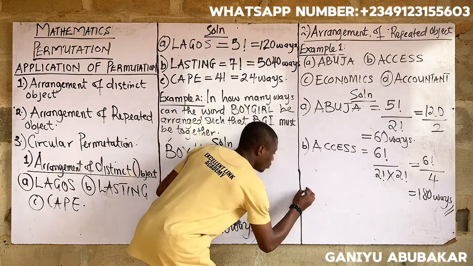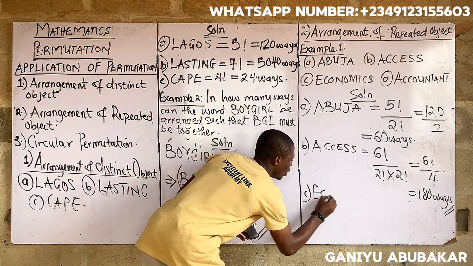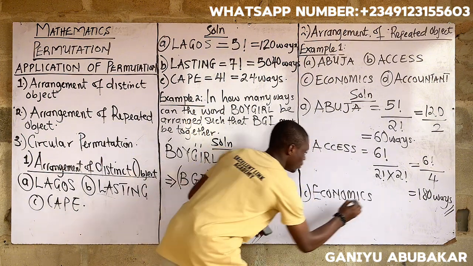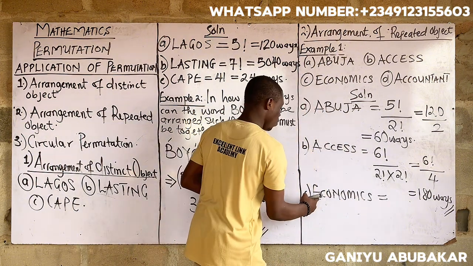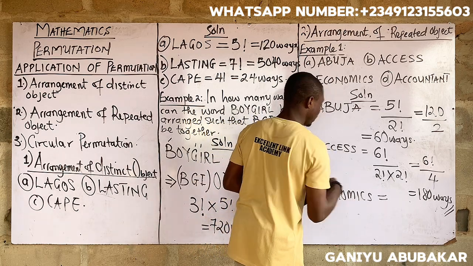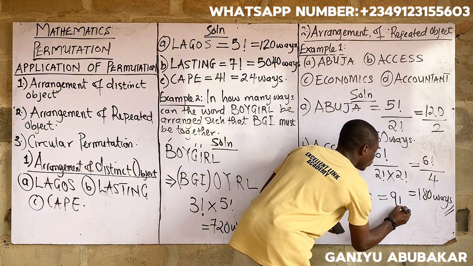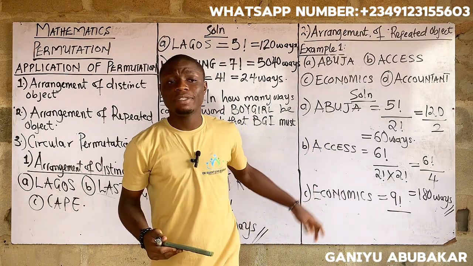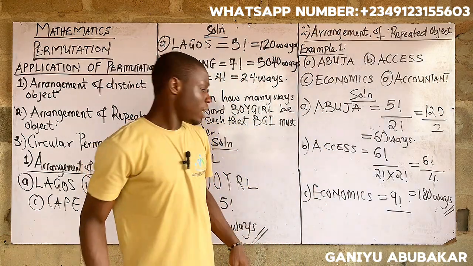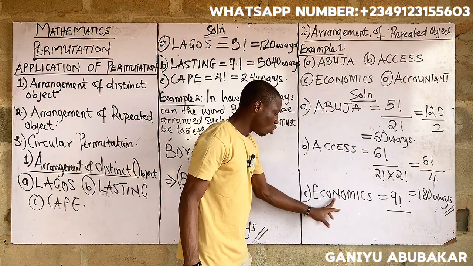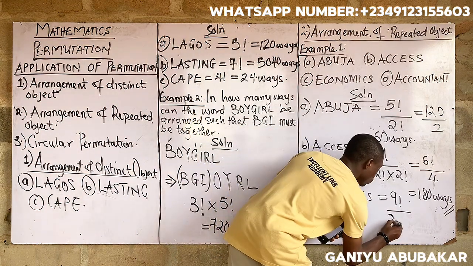For the last one, let's do economics. So we said first things first, count the number. Observe: 1, 2, 3, 4, 5, 6, 7, 8, 9. That becomes 9 factorial all over. Check how many objects here are repeated. From here now, I'm seeing that O occurs 2 times. That becomes 2 factorial.